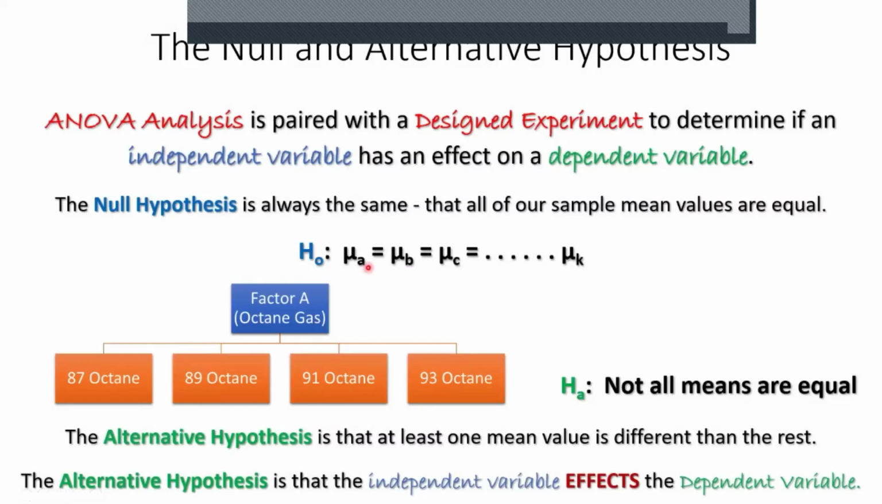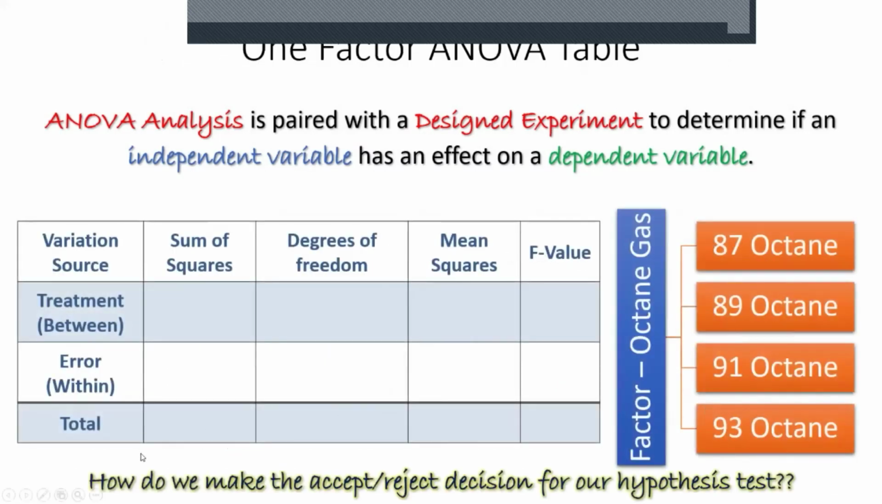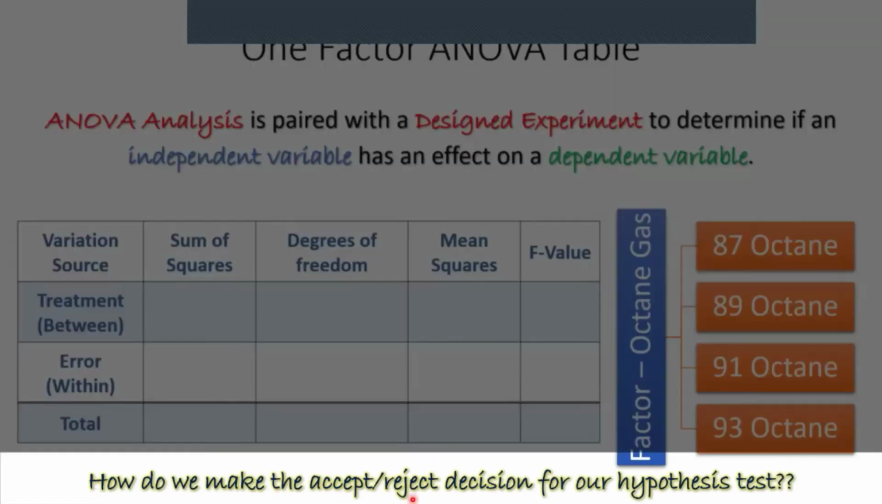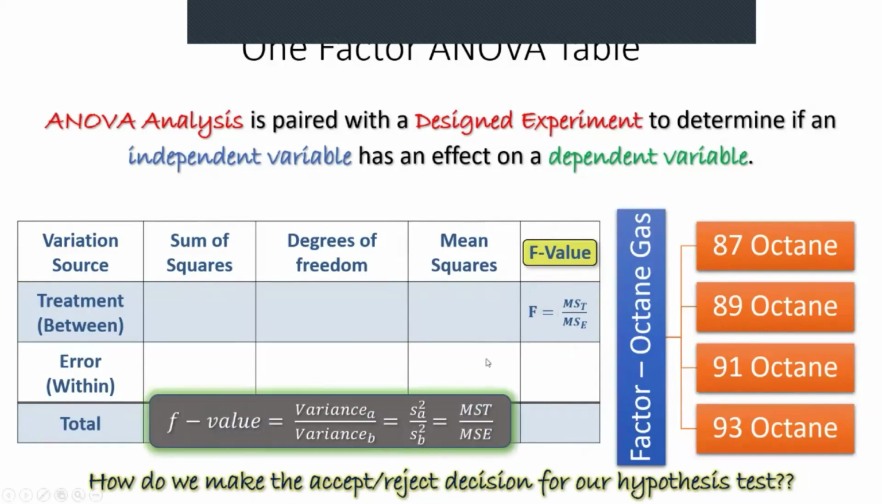Okay, so now that we have a null and alternative hypothesis, the question is how do we make a decision between those two, right? I love this question. How do we make the accept-reject decision for our hypothesis test? Now, if you think back to statistics, or if you've done hypothesis testing in the past, we're going to use what's called an F value, okay? And you can see the equation here that we're going to use to calculate our F value to make our accept-reject decision. And you can see that it is equal to the mean square of the treatment divided by the mean square of the error.